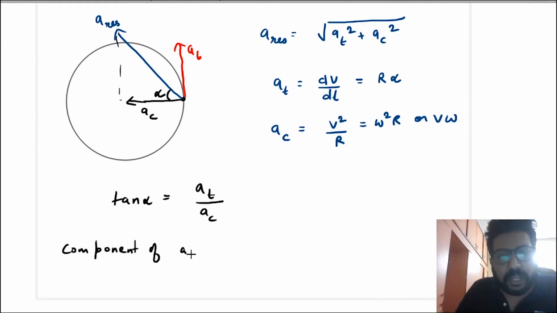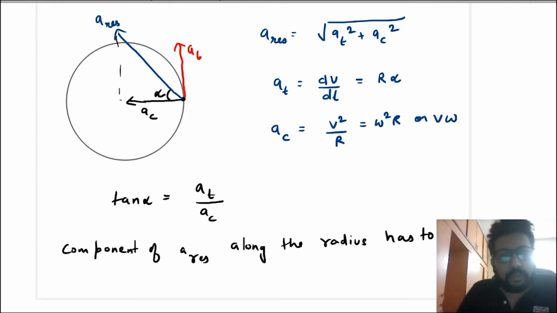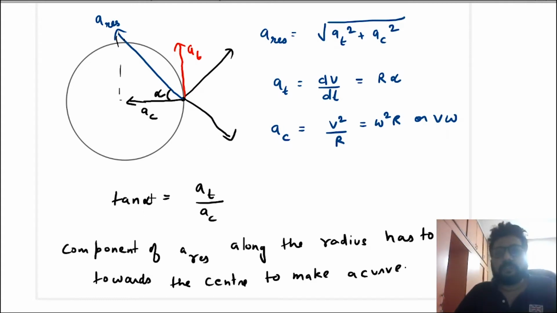The component of total acceleration along the radius has to be towards the center to make a curve. That means if this resultant was in this direction, this motion would not have been possible. Similarly, if this resultant was in this direction, this motion would not have been possible.